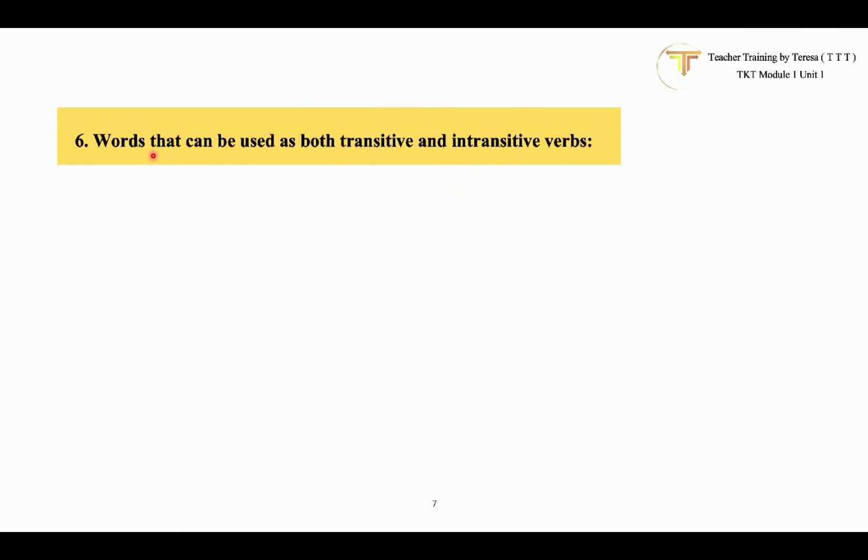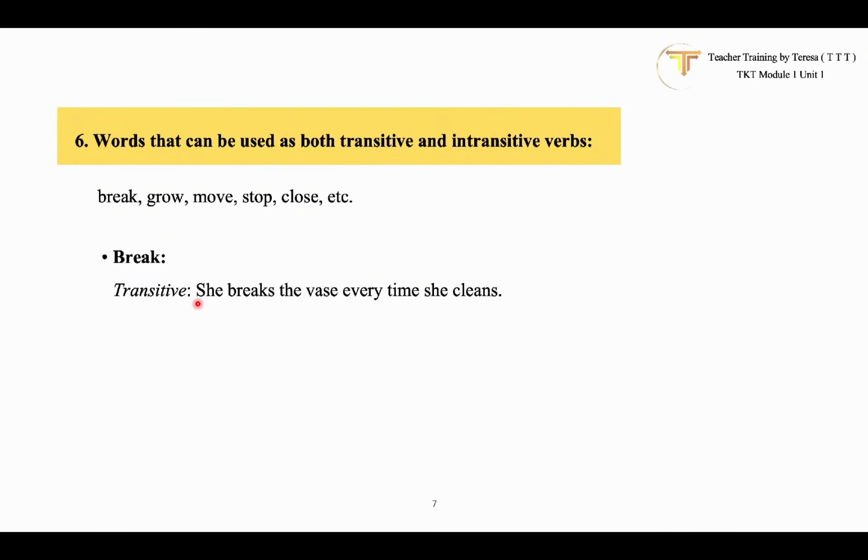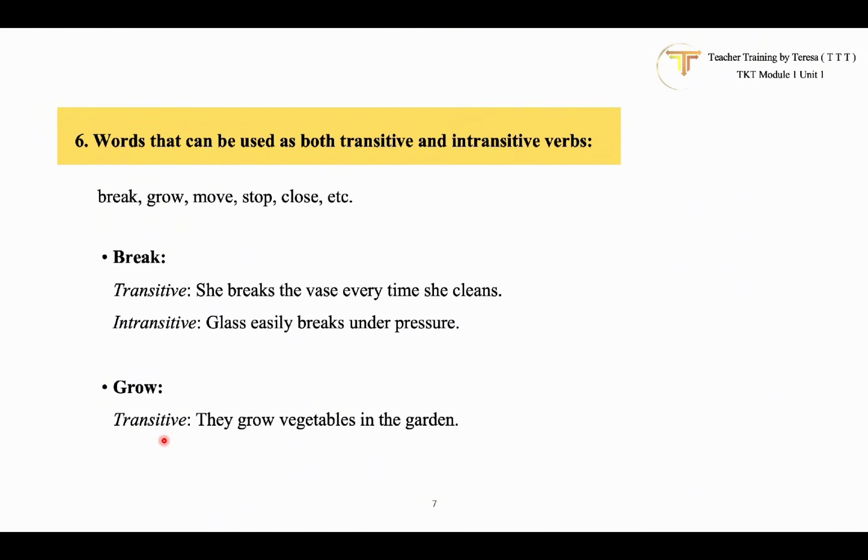6. Words that can be used as both transitive and intransitive verbs. Break, grow, move, stop, close, etc. Break. Transitive. She breaks the vase every time she cleans. Intransitive. Glass easily breaks under pressure. Grow. Transitive. They grow vegetables in the garden. Intransitive. The plants grow quickly in the summer.